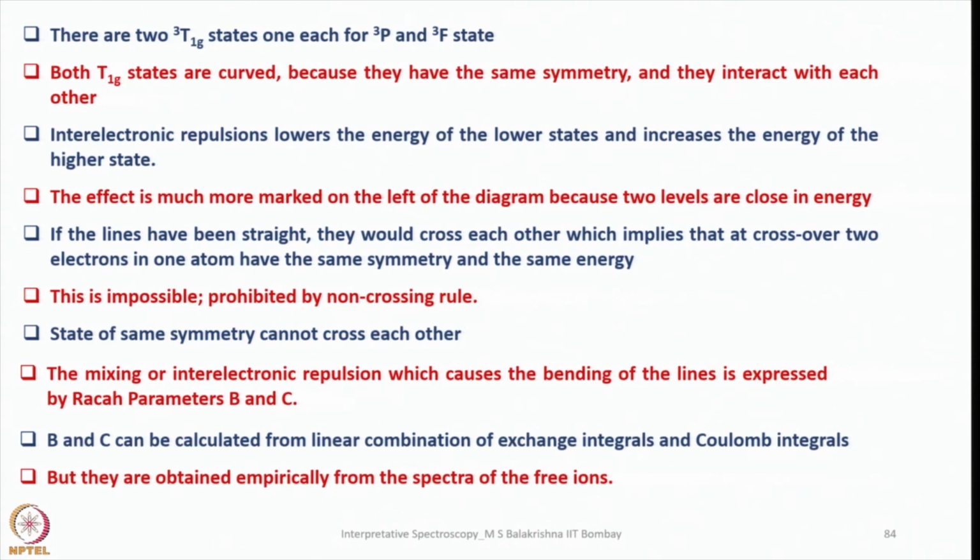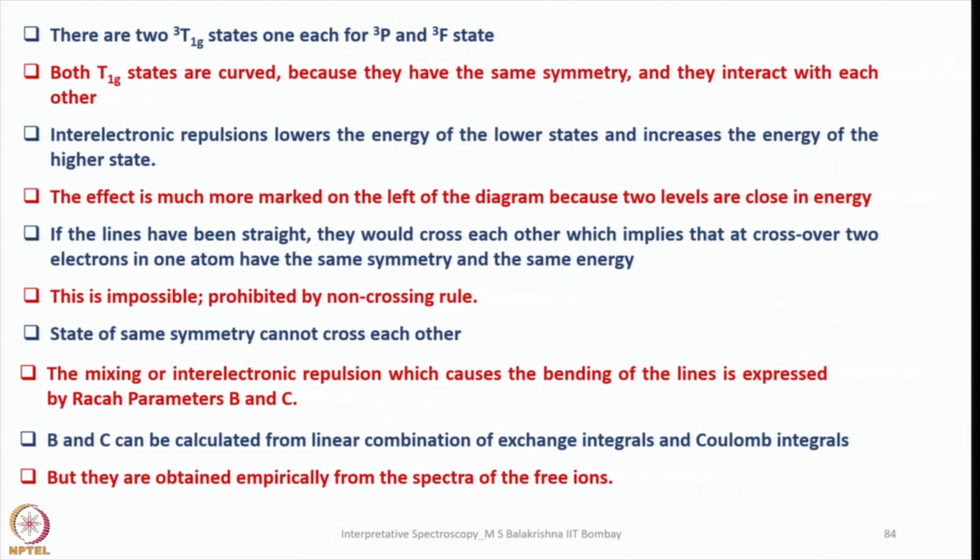The effect is much more marked on the left of the diagram because 2 levels are close in energy. That's what we saw. If the lines had been straight, they would have crossed each other, which implies that at crossover, 2 electrons in an atom have the same symmetry and same energy. That is forbidden. That is not allowed. This is impossible, prohibited by the non-crossing rule. So states of the same symmetry cannot cross each other.